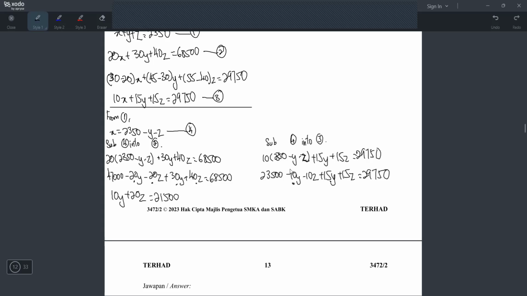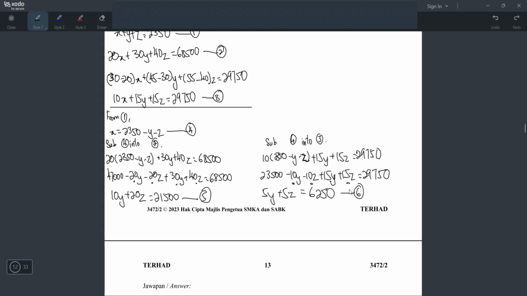So y with y can combine. Negative 10 plus 15 is 5y. 10z with 15z can combine. Negative 10 plus 15 is plus 5z. Right? And then the number I can move to the other side. So what is 29750 minus 23500? Okay, I get 6250. Okay, so I guess we can call this equation 5, and this one is equation 6, right?